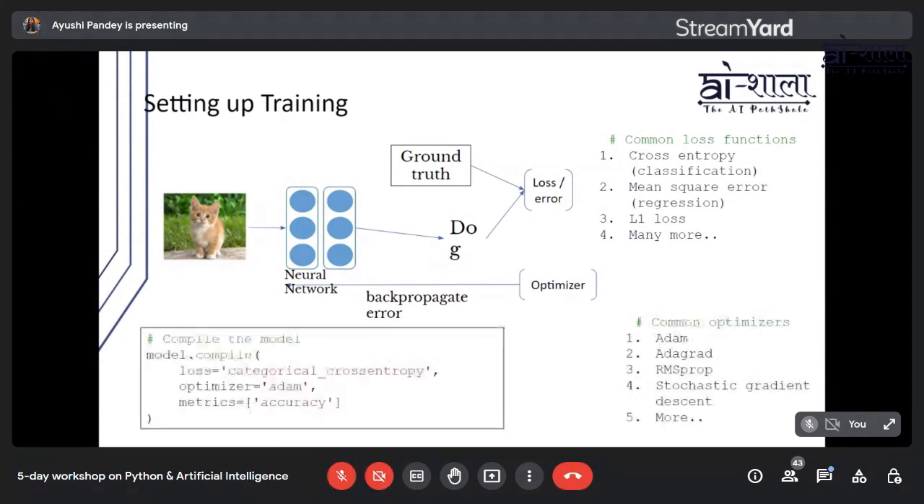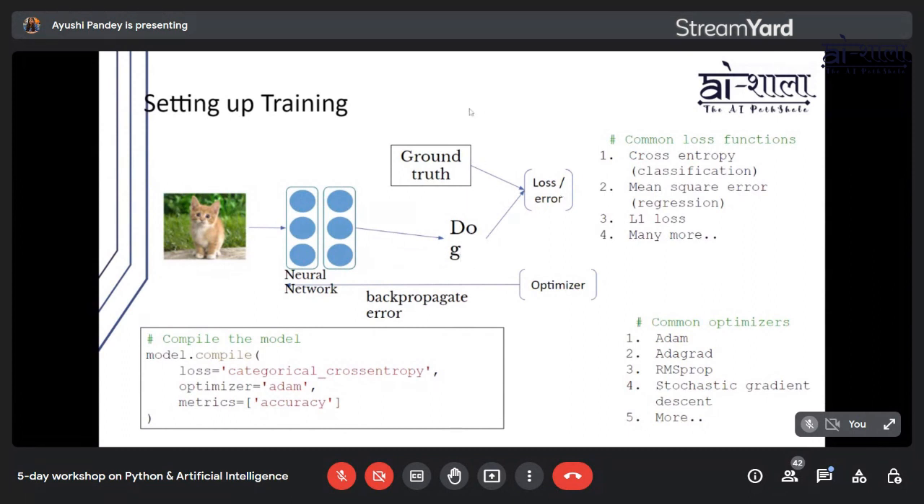So what is happening? I'm taking an image and processing it through my neural network, which can contain n number of layers, and then it is giving me the answer, and the answer here was dog. While training, we know that this image belongs to a specific class. So this is training.